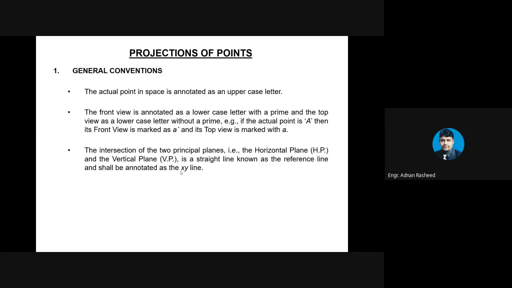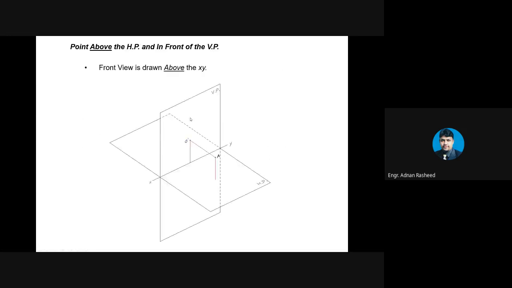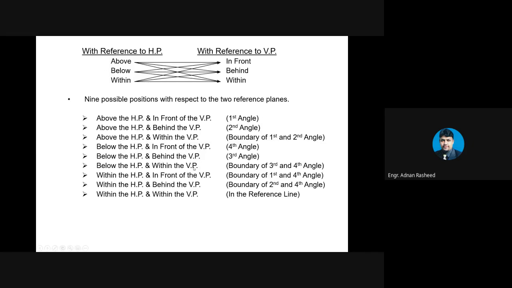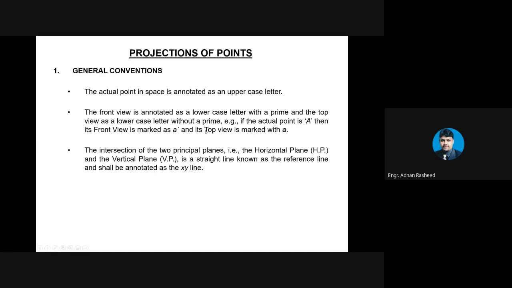For example, the actual point in space is denoted as an uppercase letter. So if you are given any point that is in any quadrant, it will be represented as an uppercase letter. We will see examples in the next few slides. So the actual point in space is denoted as an uppercase letter, the front view is denoted as a lowercase letter with a prime, and the top view as a lowercase letter without a prime.